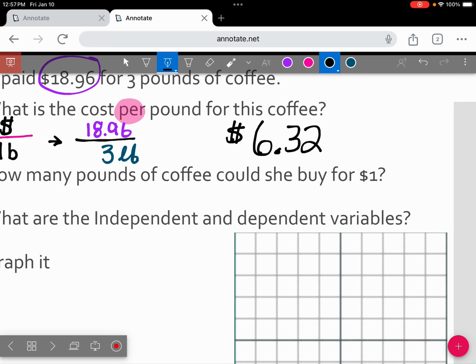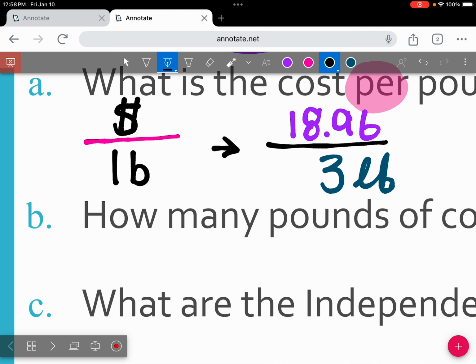Because we're looking for the weight per dollar. So this one was cost per pound. Now we want to know pounds per cost, pounds per dollar. So we're going to set it up upside down, basically. So we want to know pounds per dollar. And I give myself very little space here. So it's looking at it the other direction. So we've got to be careful when we're setting these up. Sometimes they ask us different questions.